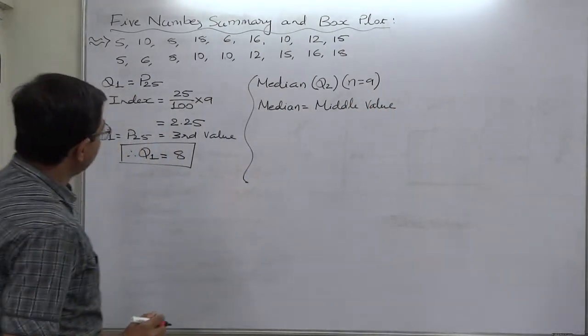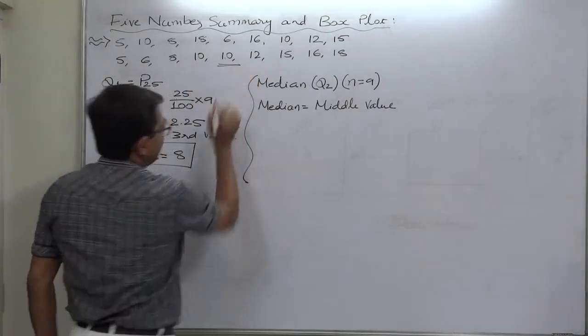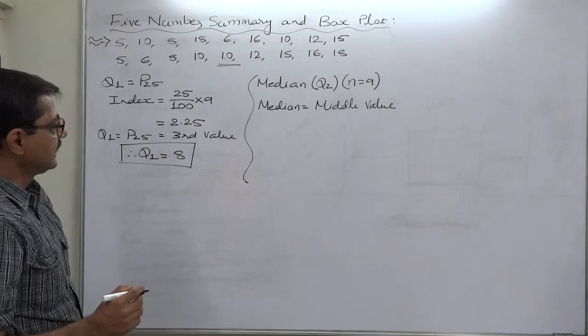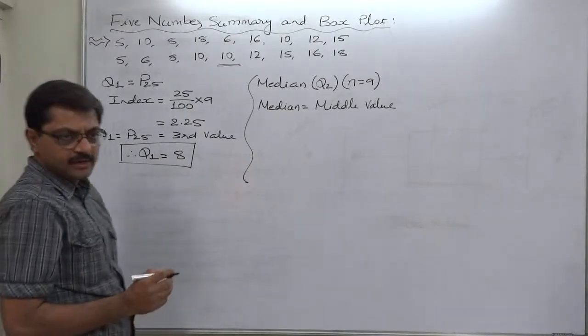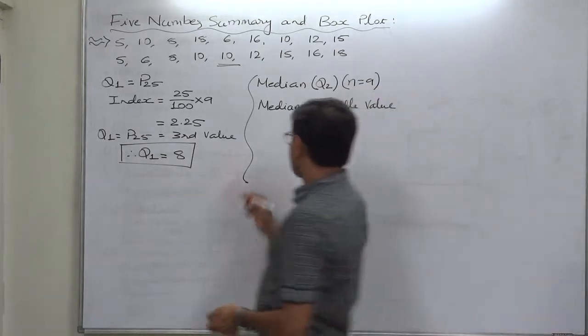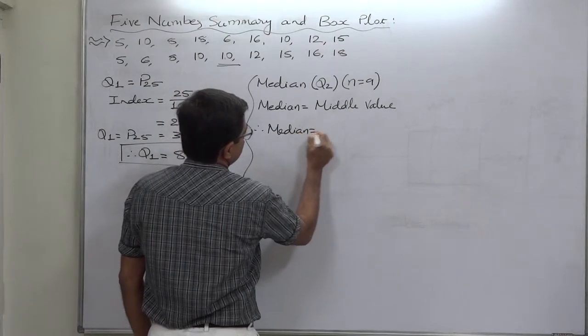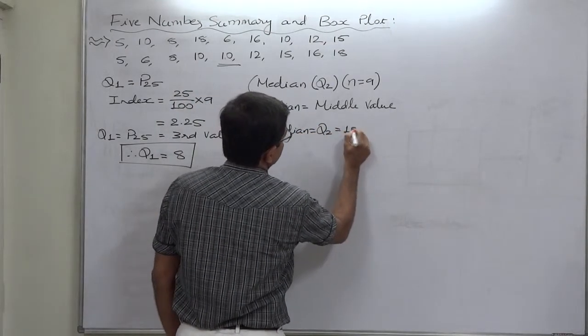Which one is the middle value? 1, 2, 3, 4, 5. Fifth, the second 10, is the value that is exactly in the middle of the data when we have arranged the data into ascending order. So in this case median or second quartile is 10.